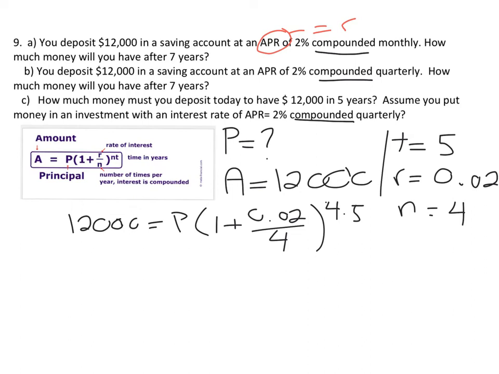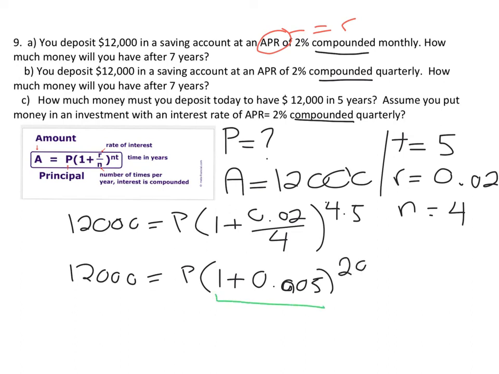Okay, so just simplifying here, 12,000 equals P times 1 plus, remember 0.02 divided by 4 was 0.005. And of course, you can always put that into your calculator again. And then 4 times 5 is 20. So now simplifying inside here, so far things have not really changed. 1.005 to the 20th power.